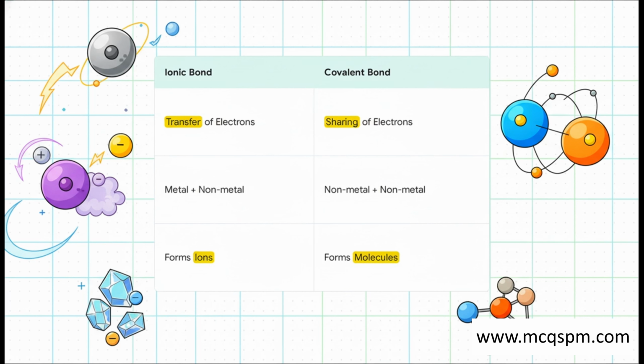Ionic bonds are a total transfer. One atom gives, one atom takes. Covalent bonds, all about sharing. Next, who's involved? Ionic is a metal plus a nonmetal. Think table salt. Covalent is a nonmetal plus another nonmetal. Think water. And finally, what do they make? Ionic bonds create charged particles called ions, while covalent bonds create neutral things called molecules.